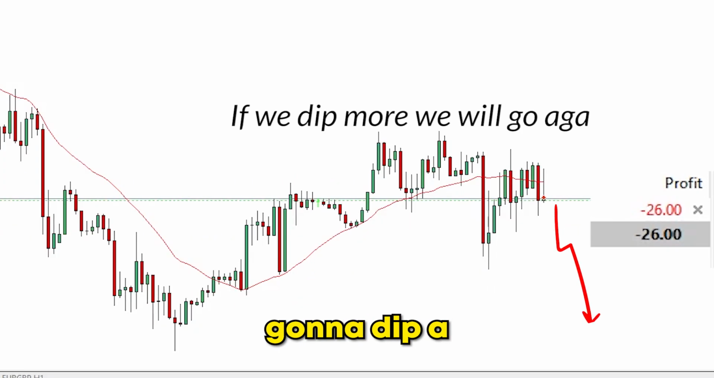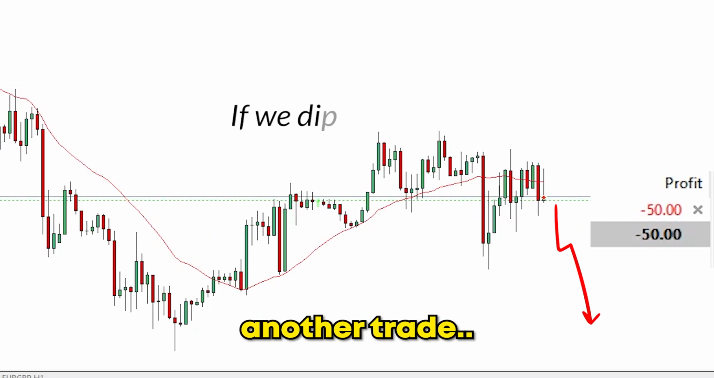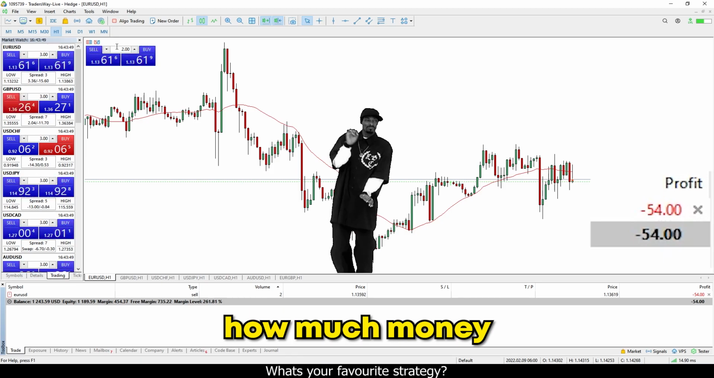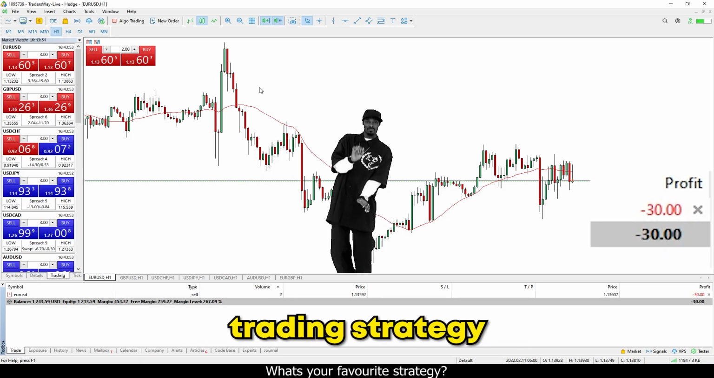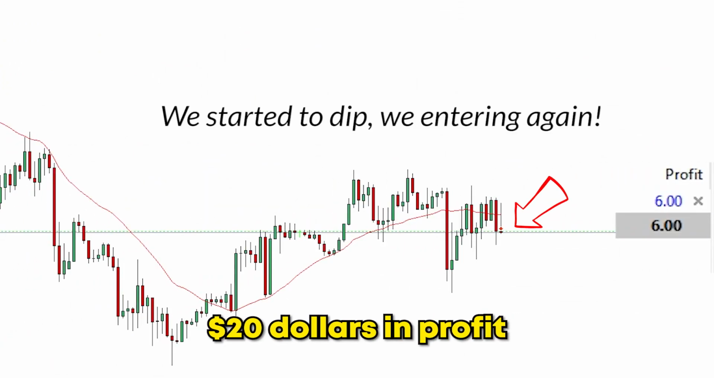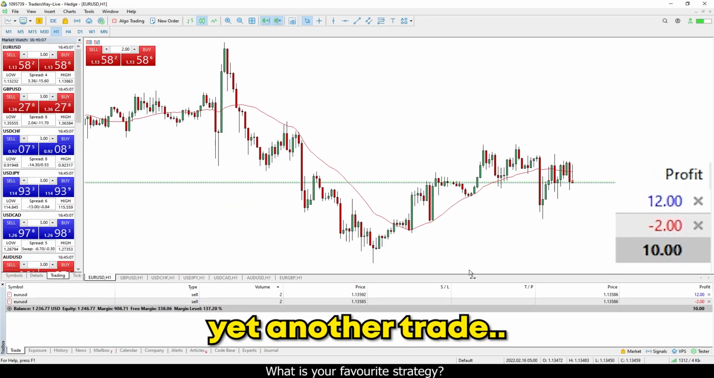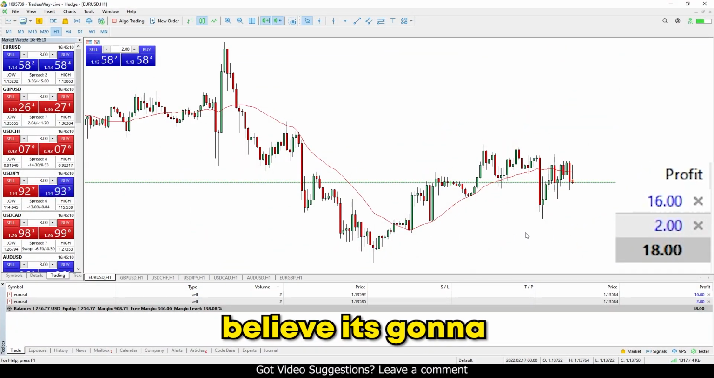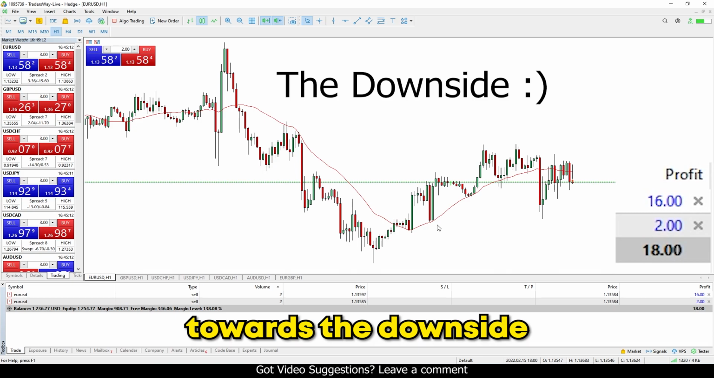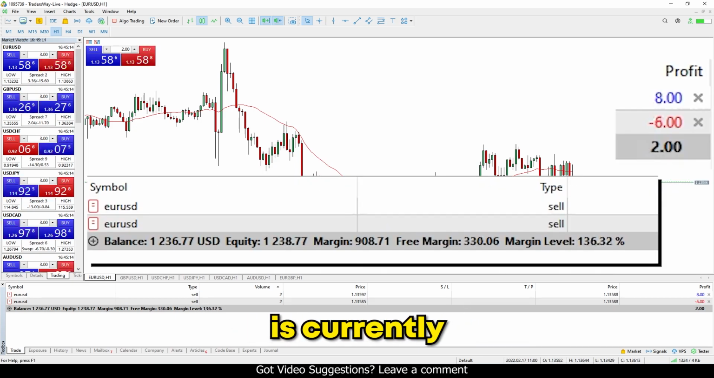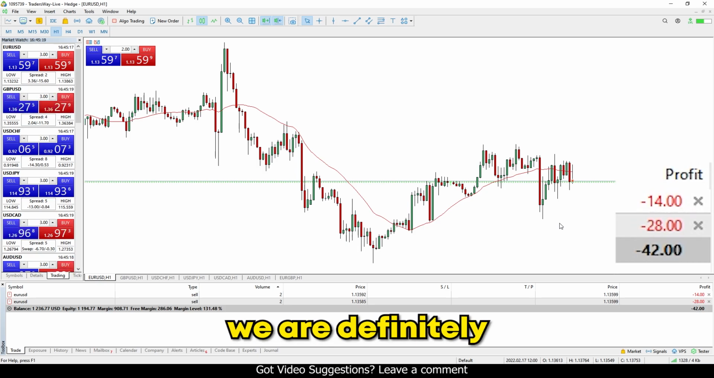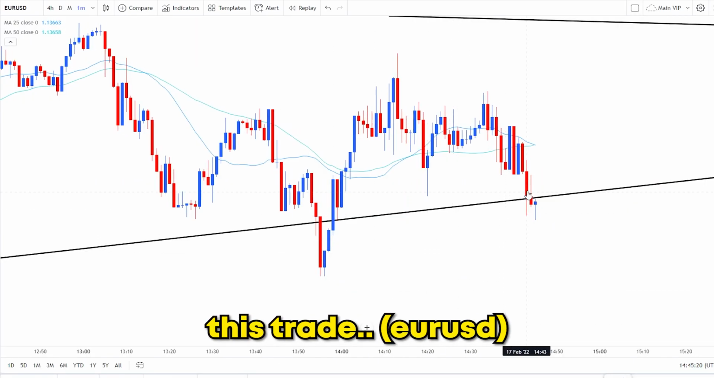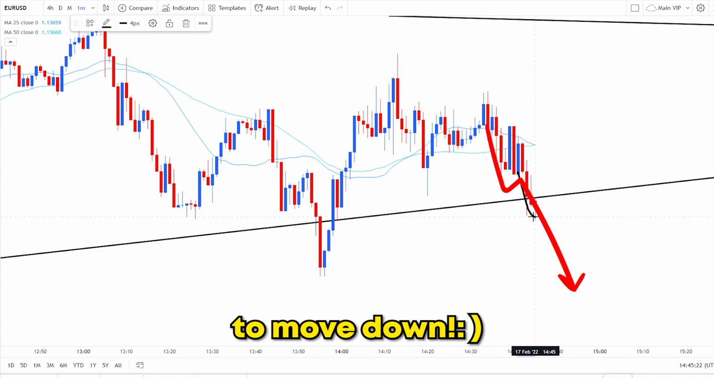And if we're gonna dip a little bit more, I'm gonna place another trade just to see how much money we can maximize with this small but yet powerful trading strategy. So it's dipping nicely, $20 in profit. We're gonna just place yet another trade. Why not? Because I do believe it's gonna continue moving towards the downside. The free margin is currently $300, so we cannot place any more trades. We are definitely risking, but I do believe this trade will continue to move down.